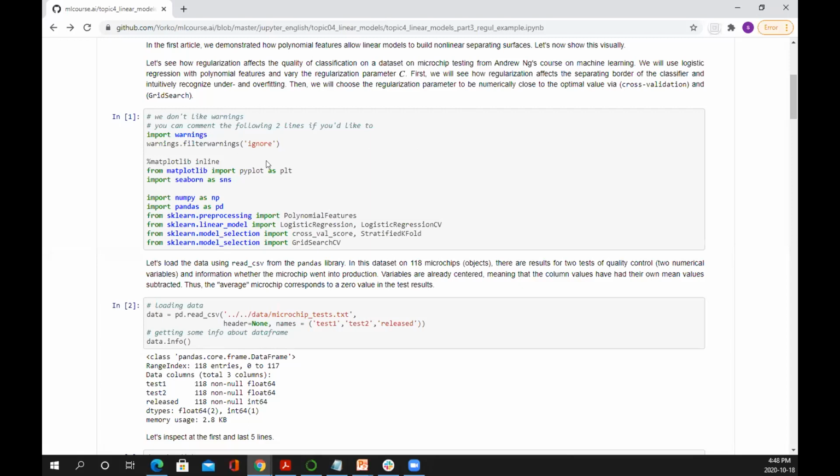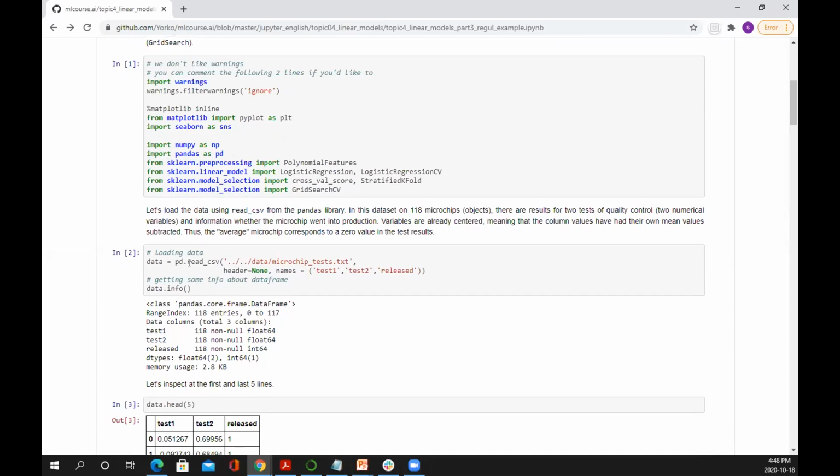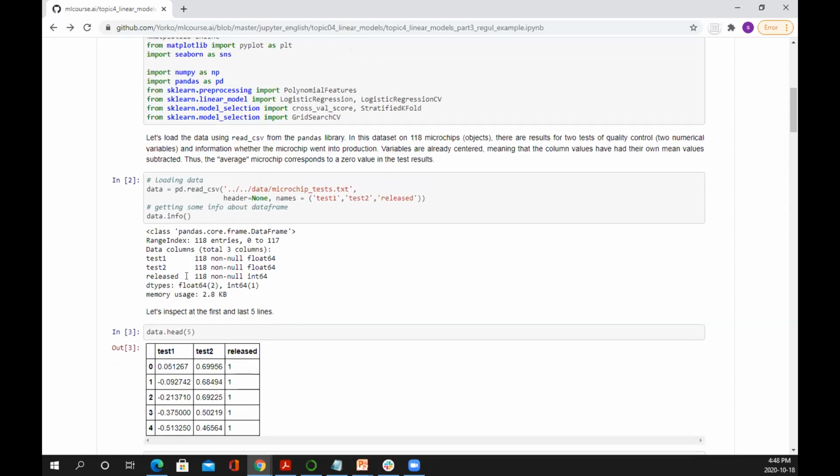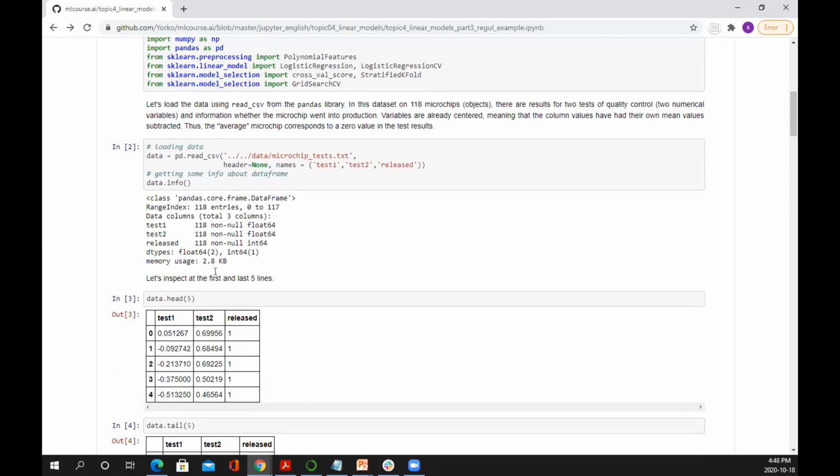Here we first load the packages: scikit-learn, and we also use pandas and numpy. Second, we read the data set. This is the microchip data set, with 180 microchips, and it represents whether a chip went to production or not. We also get the information about the data set. Third, we inspect the first five lines and last five lines.